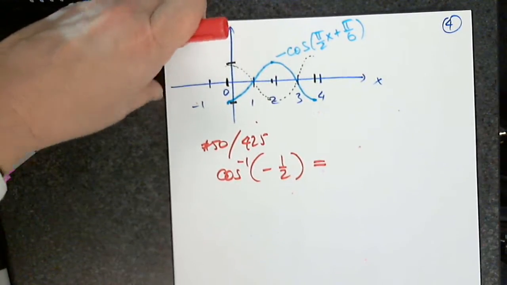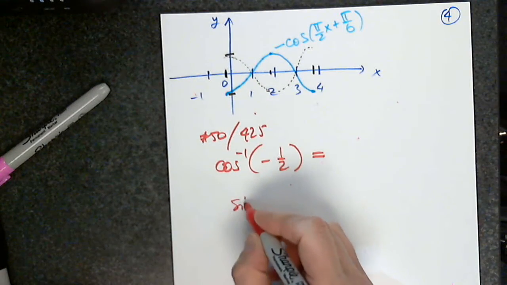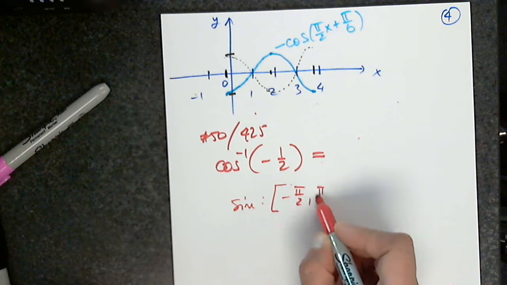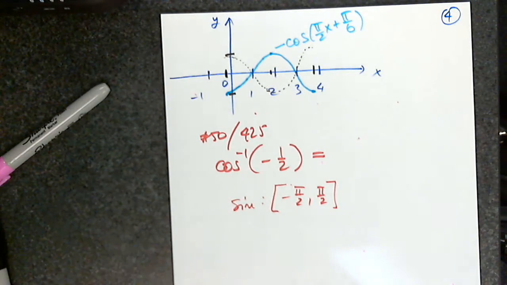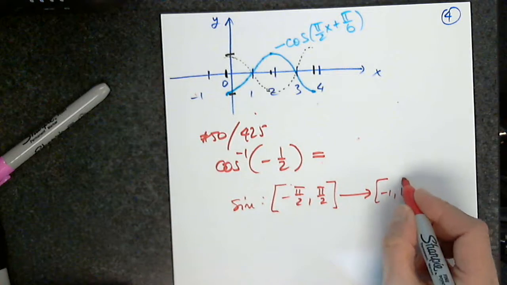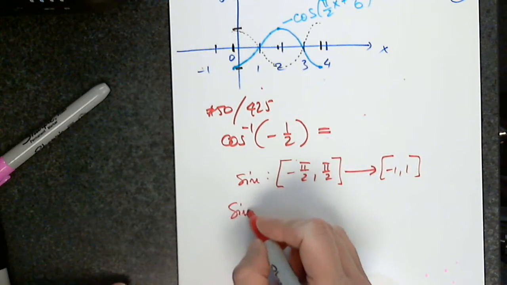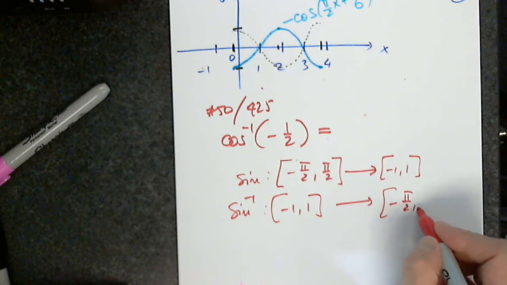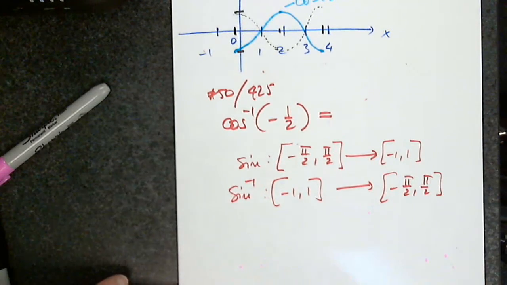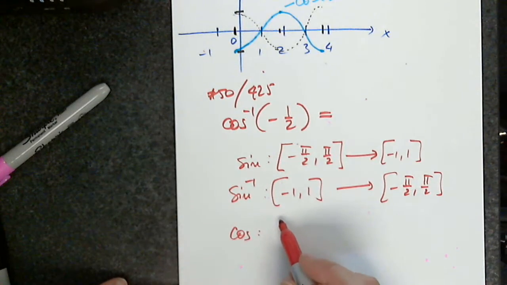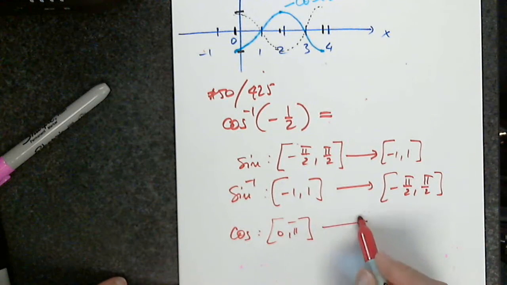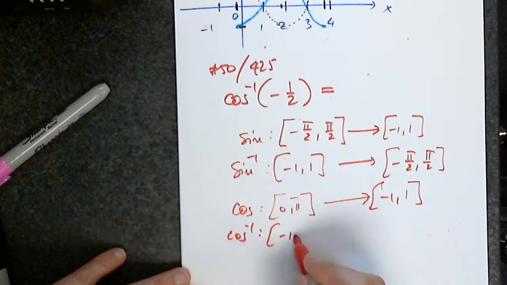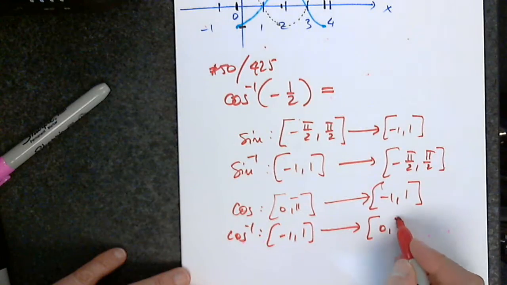And let me remind you of a few things here. Sine is considered to be defined between negative pi over 2 and pi over 2, with its values in negative 1, 1. Therefore, sine inverse is defined on negative 1, 1, taking its values in negative pi over 2, pi over 2. Cosine is defined between 0 and pi, taking its values between negative 1 and 1. And cosine inverse is defined between negative 1 and 1, taking its values on 0, pi.